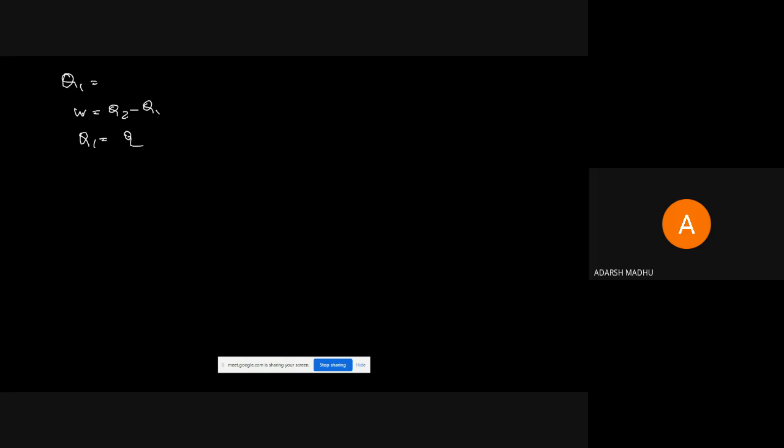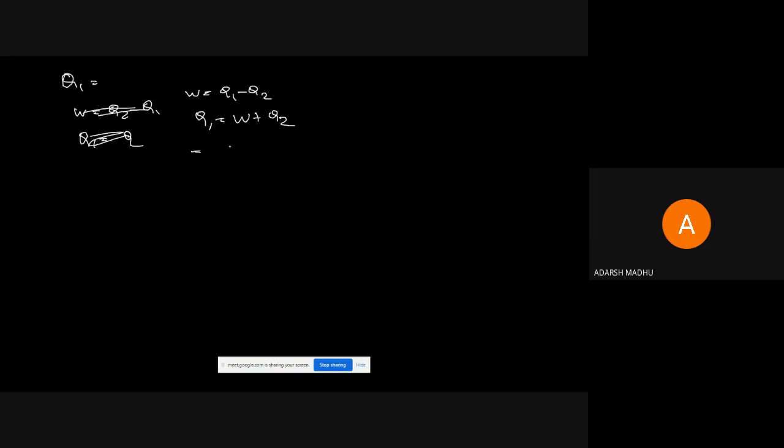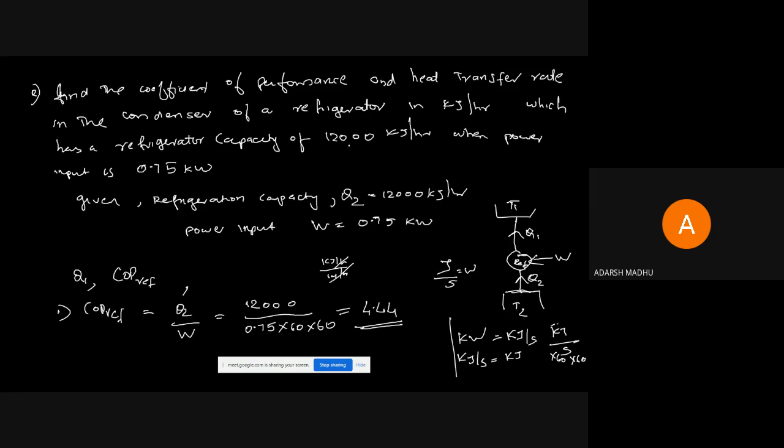From the first law, we know that W equal to Q1 minus Q2. The initial value Q1 will be higher. So Q1 minus Q2 is the equation from the first law of thermodynamics. Here Q1 equal to W plus Q2. W is given as 0.75 kilojoule per hour, so 0.75 into 60 into 60, that is into 3600, plus Q2. Q2 is given as 12,000.